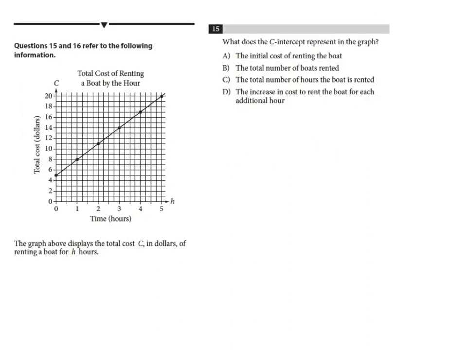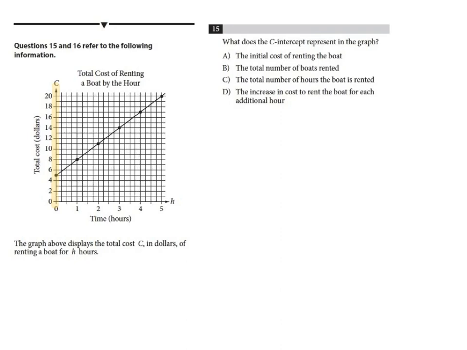Okay, for number 15 and 16, we've got a graph here that's showing us the total cost of renting a boat by the hour. It's graphed on an H, C axis, hours versus cost axis. And it says the graph above displays the total cost C in dollars of renting a boat for H hours. 15. So what does the C-intercept, the Y-intercept, essentially, where the graph touches the C-axis, what does that represent?